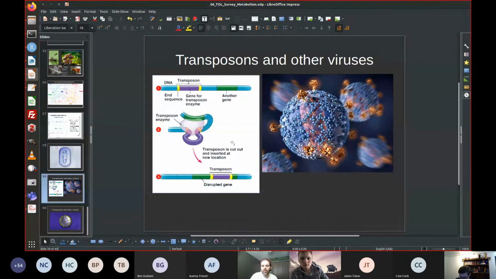So what about COVID-19, SARS-CoV-2? What metabolic pathway does it have? I mean, I don't know that it has any. It kind of just feeds off of the host.